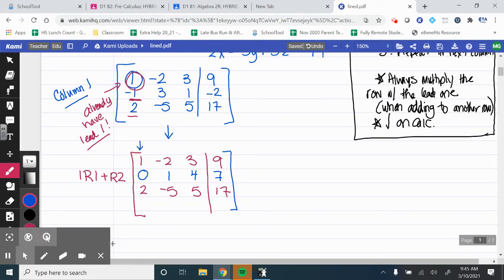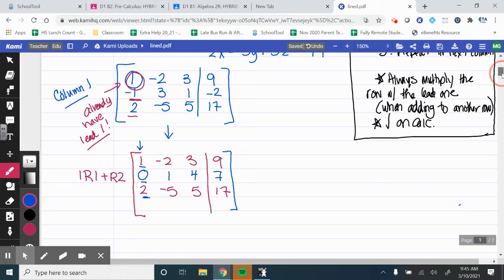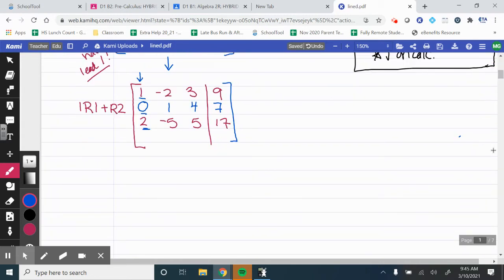So I'm first working on this column. I've got my lead 1, and now I have a 0 below it. Now I need to get this 2 to become a 0. I don't worry about anything else until I finish that first column with getting a 1 with all zeros below it. So to get this 2 to become a 0, again, look to your lead 1.